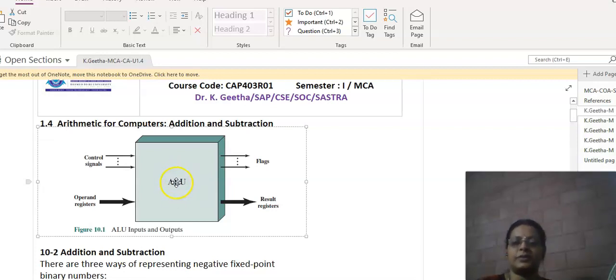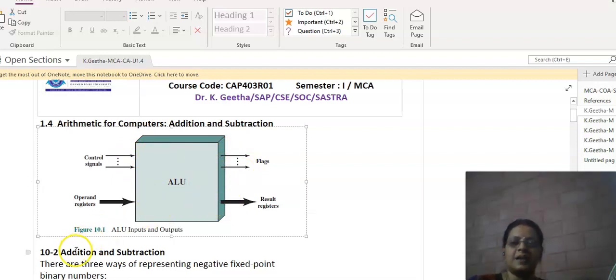To perform these operations, this unit needs some inputs. The input for this unit will be provided by the operand registers. The registers will get the data from the memory and feed the arithmetic and logic unit. What operation is to be done and when it is to be done has to be controlled by means of the control signals. Having received the control signals and the input operands from the registers, this ALU will perform the desired operation, and the final outcome will be given through the result registers and also reflected in the flags. This is the basic functionality of an arithmetic and logic unit.